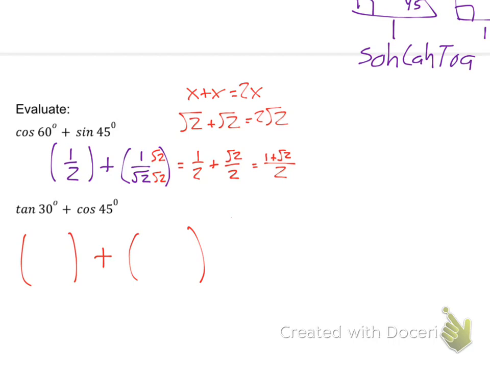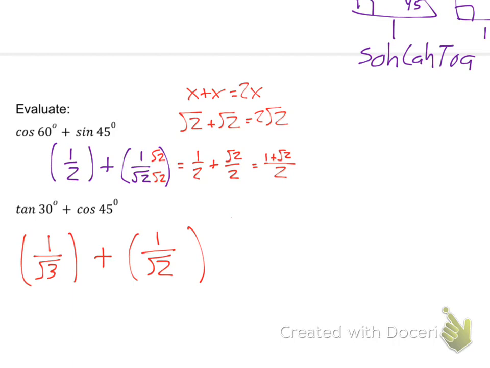But tangent of 30, what's opposite? Because it's tangent, it's opposite over adjacent. Opposite of 30? And then adjacent? Square root of 3. Cosine of 45. Adjacent of 45? Hypotenuse? Okay. So does everybody understand where those ratios came from? You have your triangles. Look at them. Make sure that you are studying the fact of what's opposite, adjacent, and hypotenuse.